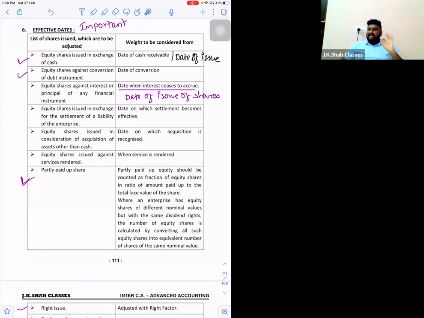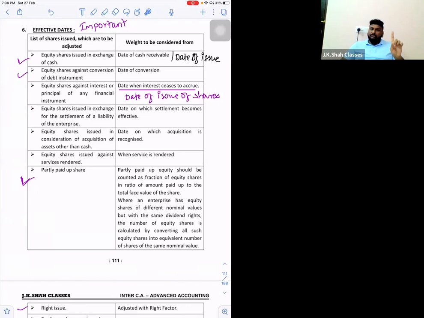Say for example, if the services are rendered in the first 10 days of November, technically the shares should be considered as issued from the first 10 days of November. So we can take 1st November also. November, December, January, February, March, 5 months the shares are outstanding. So when calculating the EPS on these number of shares, we'll do 5 by 12.